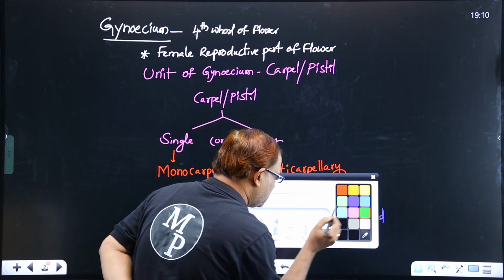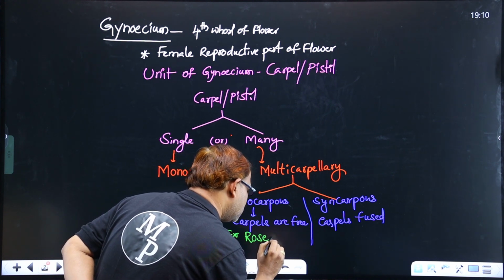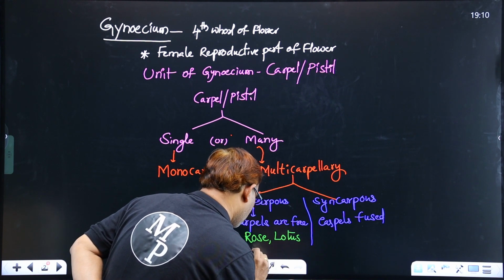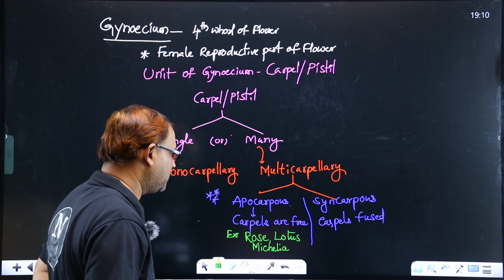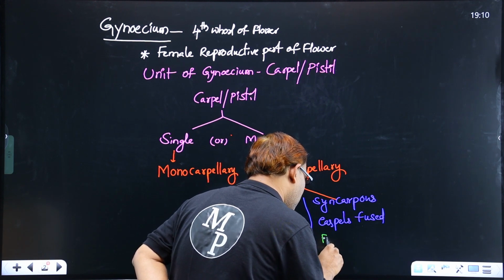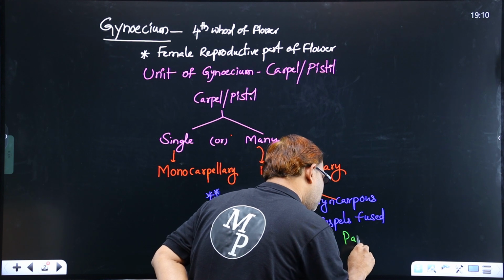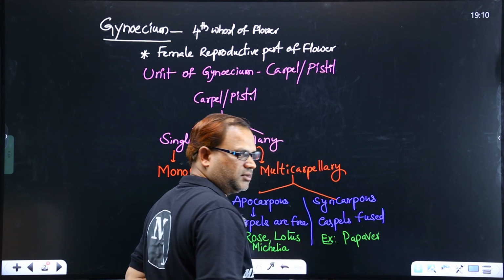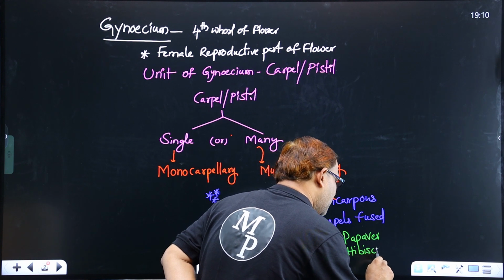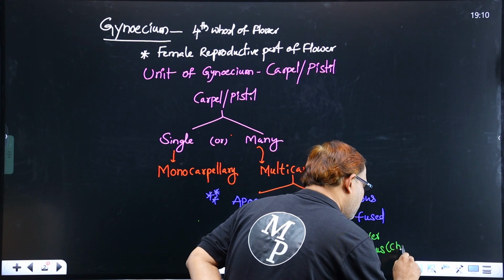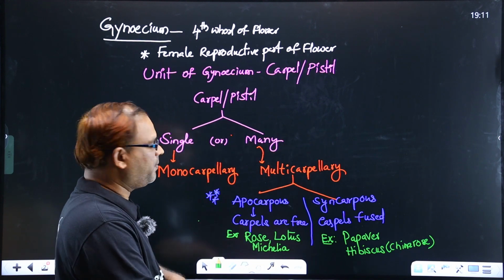The examples of apocarpous gynoecium are rose, lotus, and Michelia. Then syncarpous examples are Papaver somniferum, and one more is Hibiscus. The common name is China rose, and the Telugu name is Mandara.